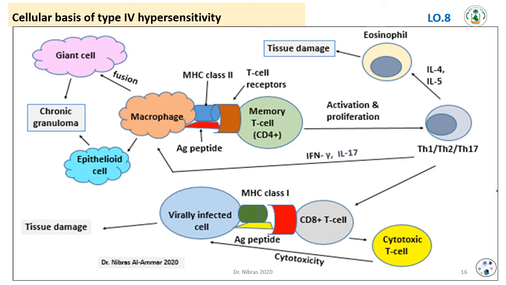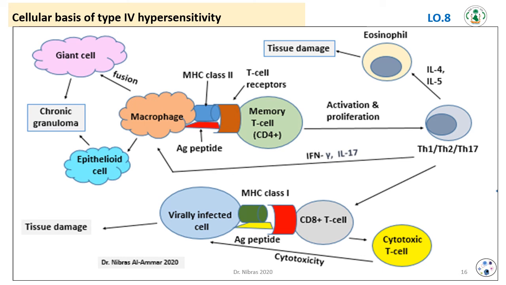Or the macrophage will have an increased capacity of growing and form epithelioid cells. An epithelioid cell is a macrophage that differentiates to morphologically resemble epithelial cells. Giant cells and epithelioid cells will be included within the structure of the chronic granuloma.